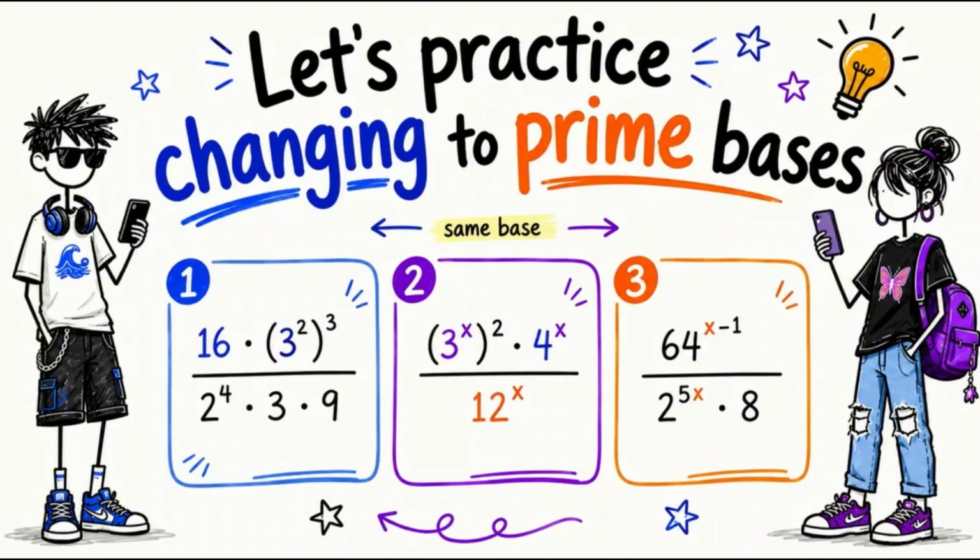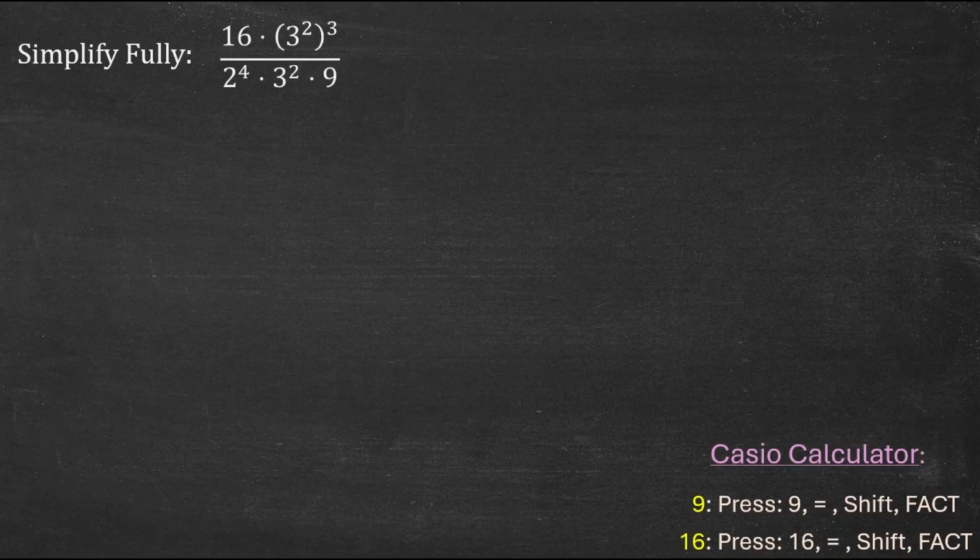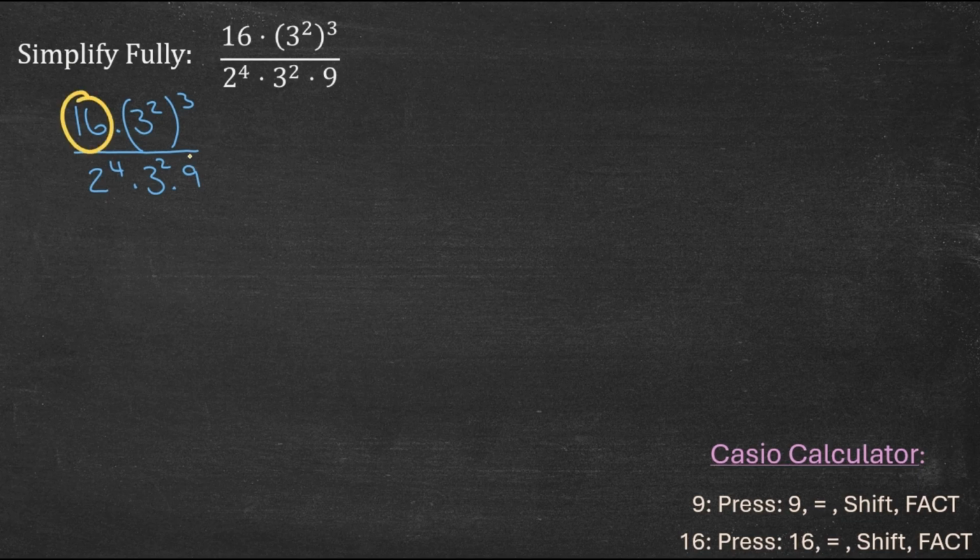All right, let's convert some numbers to prime bases by starting with this example that only contains numbers. Remember to always write down the original expression so that you have something to work from, especially in a test or exam. Looking at this fraction, I can immediately see that the 16 and this 9 are not prime numbers. So we want to rewrite them using prime bases, and to do that, we first find their prime factors.